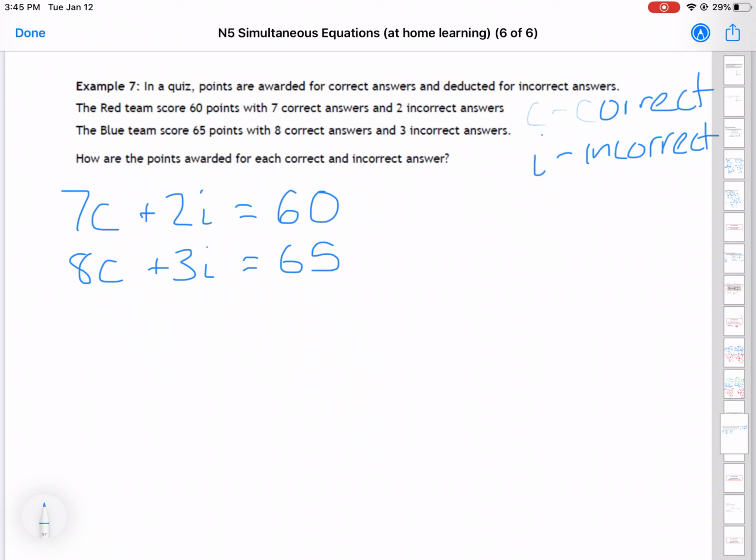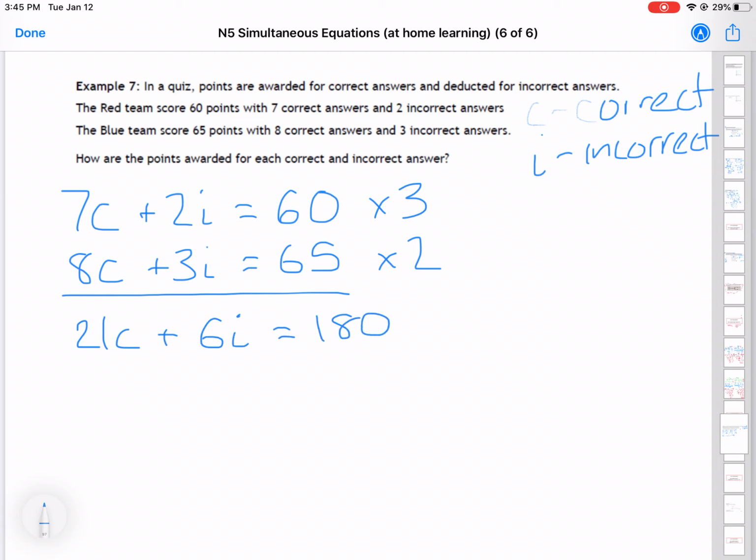Now this one's got quite large numbers, so this may be in a paper 2, okay? If the numbers are quite large, generally this will be in a paper 2, okay? If you use a calculator for it, I'm going to make the i's have the same number, so times this by 3, times this by 2, I will end up with 21c plus 6i equals 180, and bottom one will be 16c plus 6i equals 130.